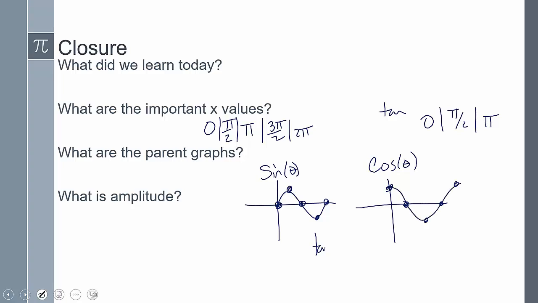And then the tangent, dot, asymptote, dot, is what we need to memorize to be able to graph this. And then the amplitude, that is the distance from the center line to the highest and lowest value.